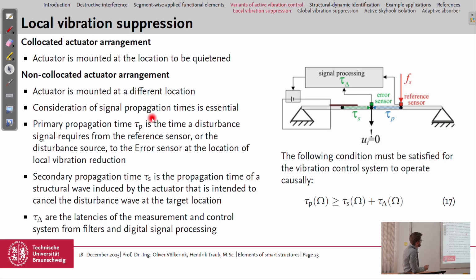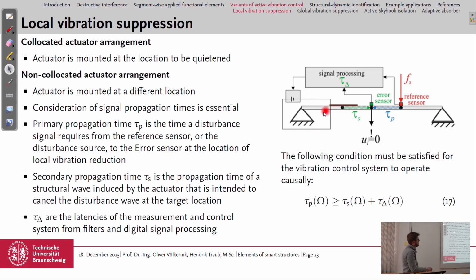And what now is our limitation is the signal propagation time. We have different propagation times of the signal, or of the vibration. We have the time theta p. This is the time the vibration needs to travel through the structure to the point we are looking at. And we have the time theta s of the secondary path. This is the time our counter vibration needs to travel through the structure from our actuator to our desired point.